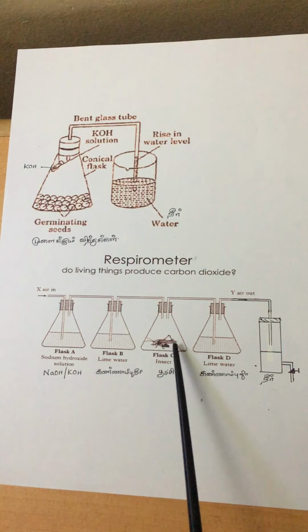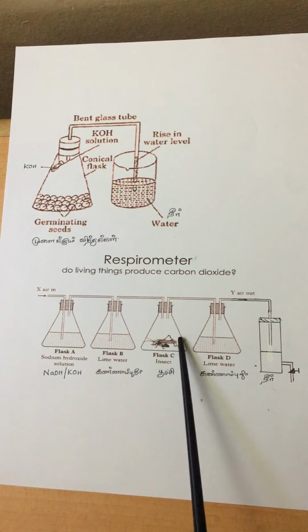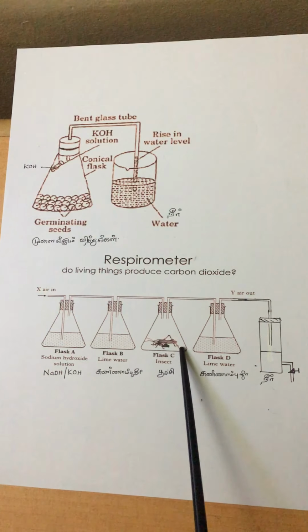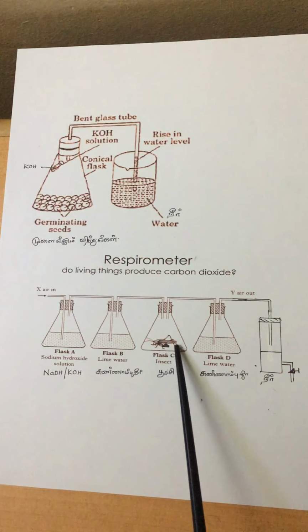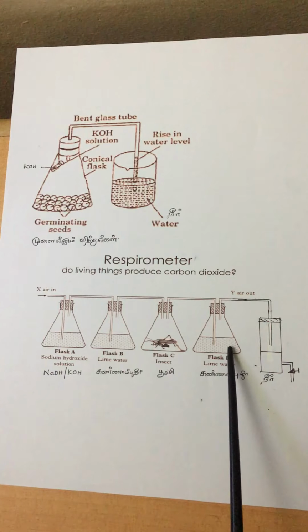You can take germinating seeds instead of an insect. Germinating seeds you can take, and you can get the same observation.